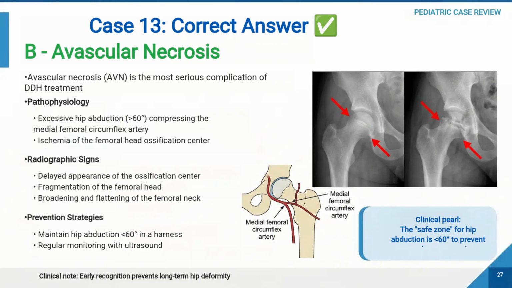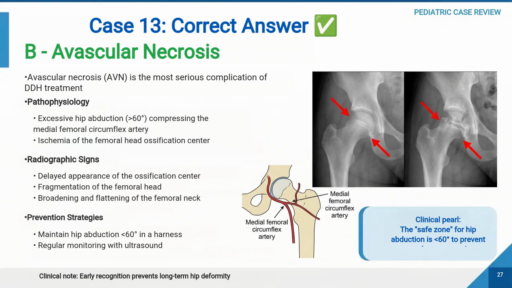Avascular necrosis is the most serious complication of developmental dysplasia of the hip treatment. It occurs when excessive hip abduction beyond 60 degrees compresses the medial femoral circumflex artery, causing ischemia of the femoral head ossification center. It is often linked to improper Pavlik harness positioning.